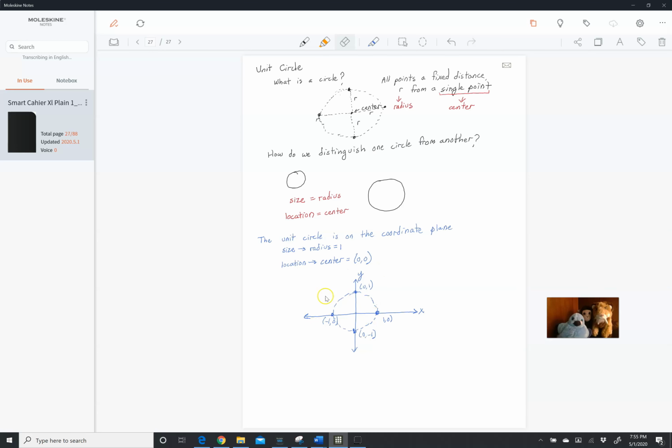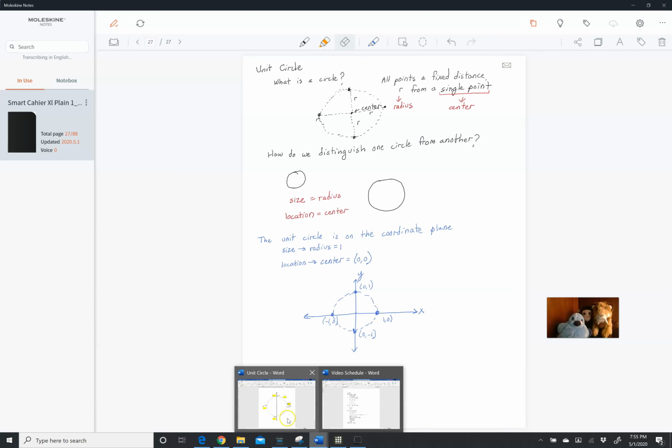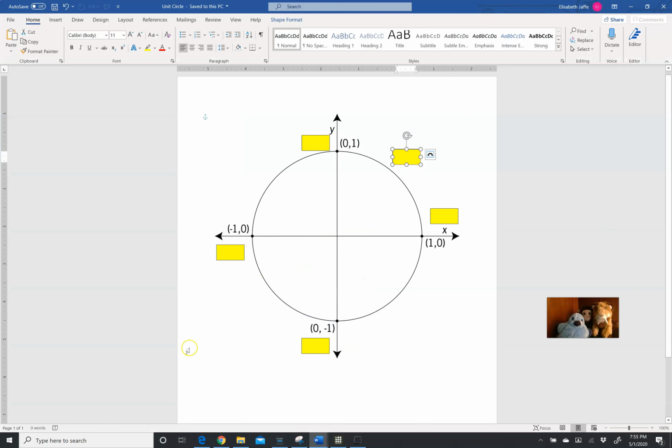okay, this would be our unit circle. So what does it look like when it's drawn well? It looks like this, okay? Ignore the yellow boxes for right now. It looks like this, right? Here's a nice, beautiful circle. We have our 4 points. Our radius is 1, okay? Our radius is 1, and our center is at the origin. So this is our unit circle.